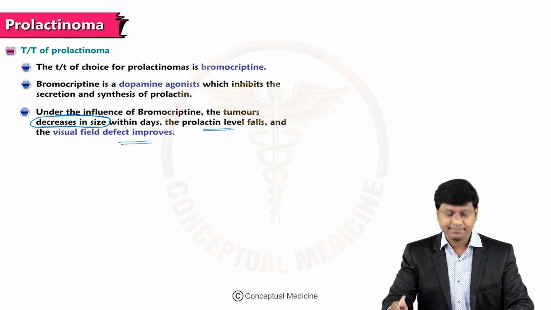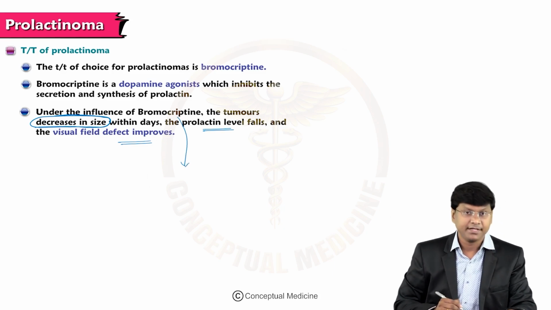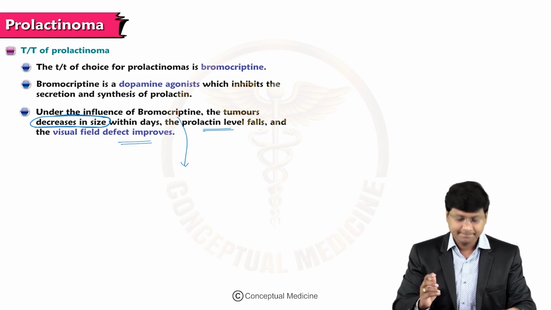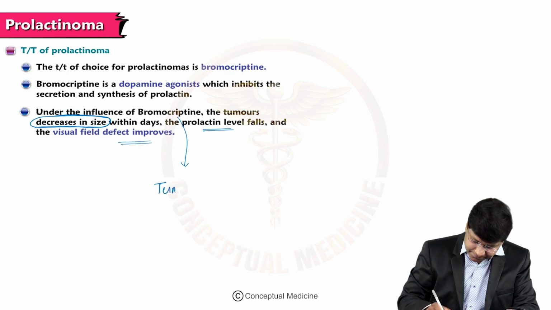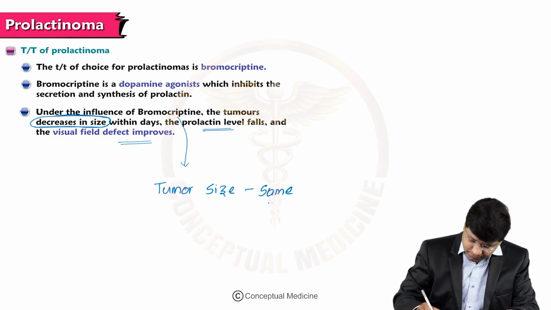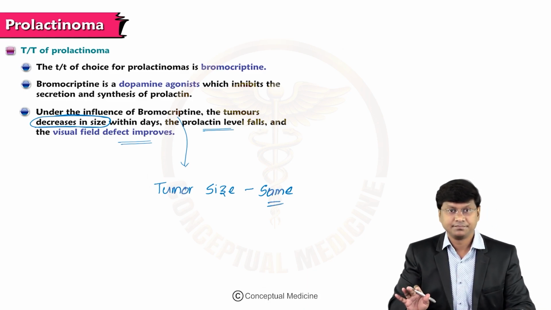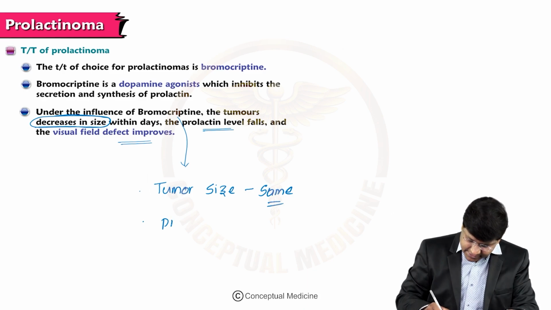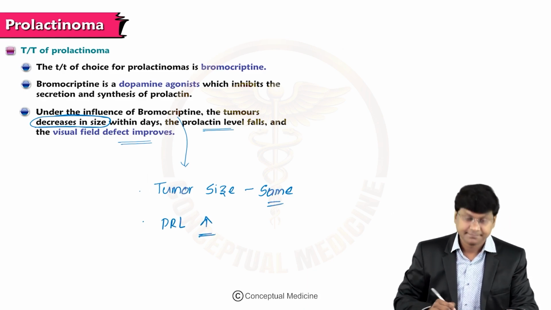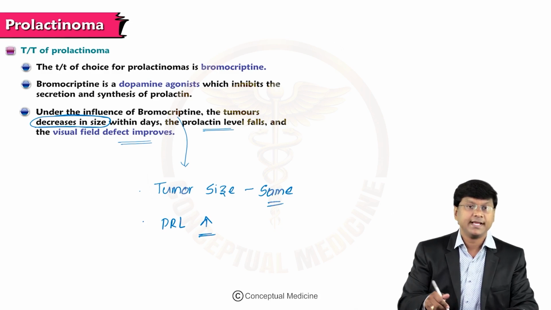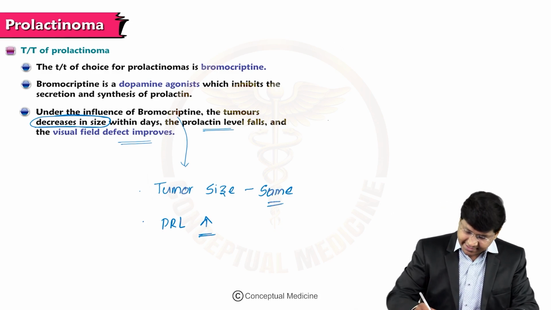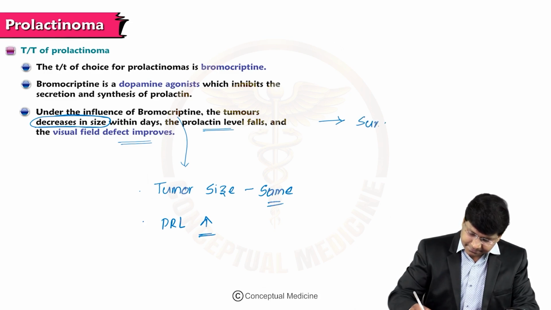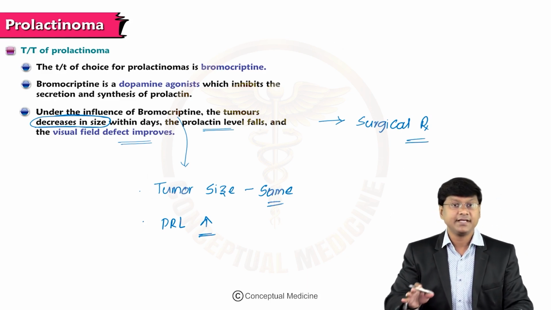For example, when you are giving bromocriptine, but the tumor size remains the same and is not reducing, or the prolactin levels are still on the higher side in spite of giving bromocriptine, what will be the next line treatment? The next line treatment will be surgical treatment.